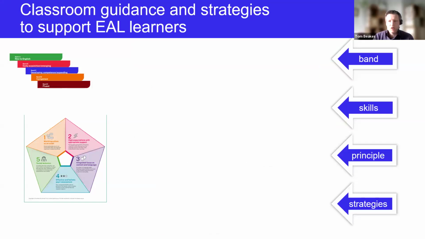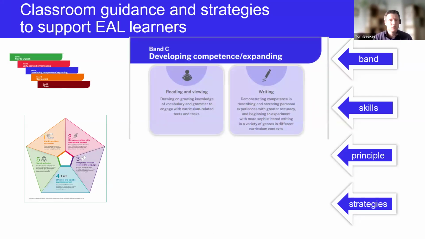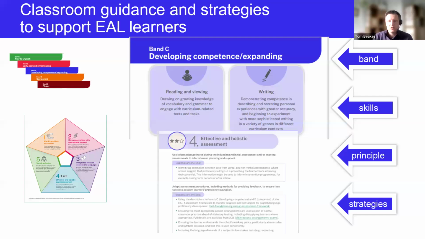So just to give another example, if you have some students in Band C and you'd like some guidance on assessing their written English, you can go to the Band C section for reading and writing, and then scroll down until you get to the assessment principle, and you'll find a list of ideas and guidance.